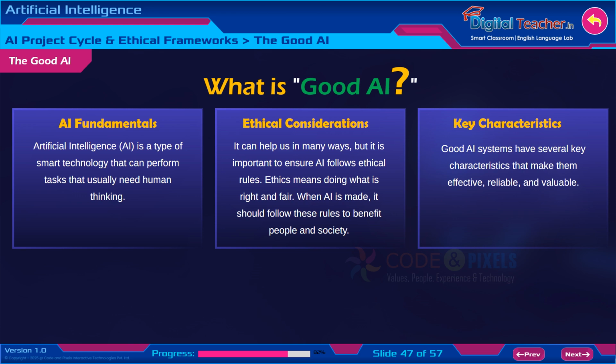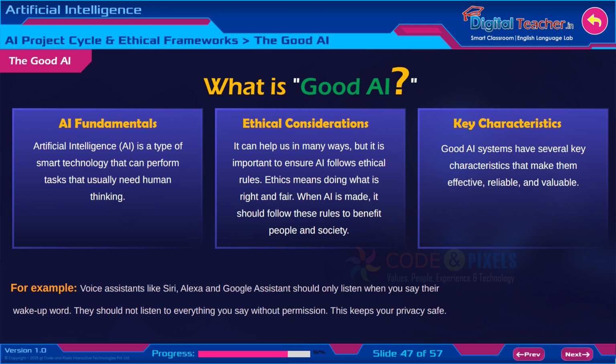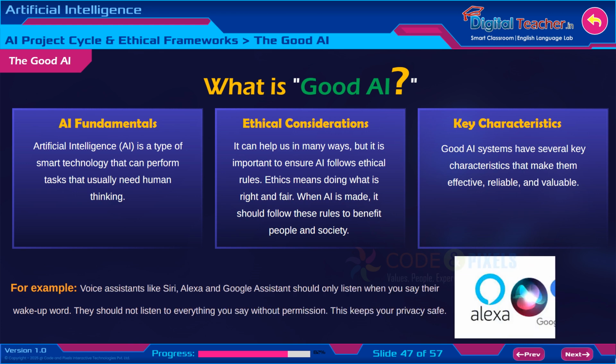Good artificial intelligence systems have several key characteristics that make them effective, reliable, and valuable. For example, voice assistants like Siri or Alexa should only listen when you say their wake-up word. They should not listen to everything you say without permission. This keeps your privacy safe.